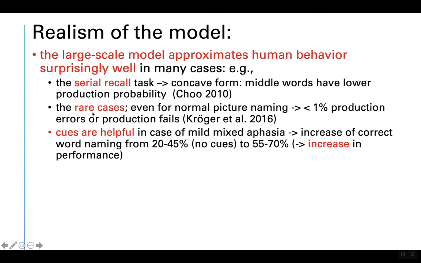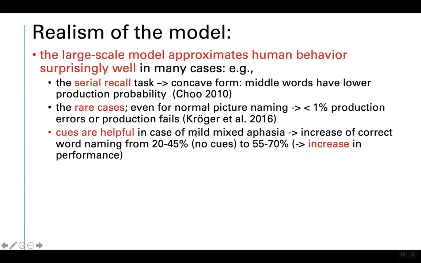Then remember the rare cases. Our neural model allows the modeling of rare cases, for example, for normal picture naming. That was my study from 2016, where we saw that if we do 500 or 600 production simulations for one word, we find in, let's say, 3 to 6 productions a failure in production or an error, even if the model does not include any neural dysfunctions. And we have seen that cues are helpful.